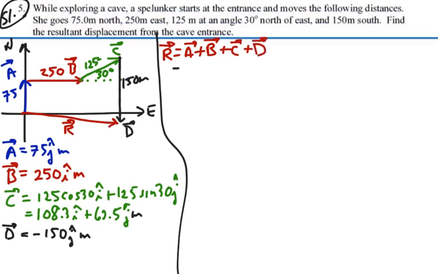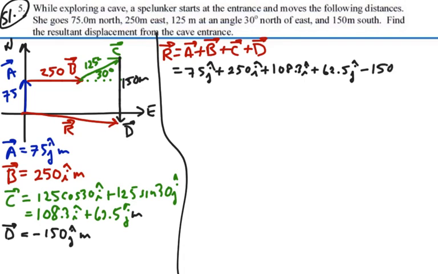And so in terms of vectors, that is going to be 75J plus B, which is 250I, plus C, which is 108.3I plus 62.5J, plus D, which is actually a minus 150J.